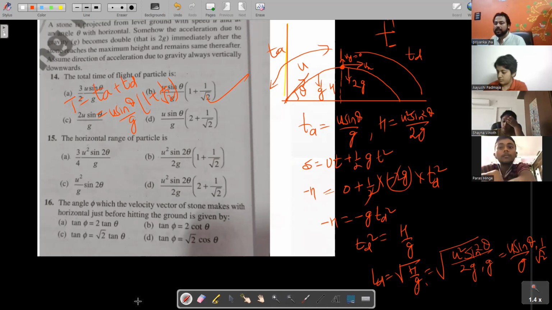Student: Sir, tell me, s equals ut plus half gt square. There you have written ut as 0. Because at the maximum point, you know that the stone will have only horizontal component. At the maximum point, there is no vertical component. Otherwise, it would have gone further up. At the maximum point the vertical component of the velocity is 0. So I am just applying this formula along the vertical direction.